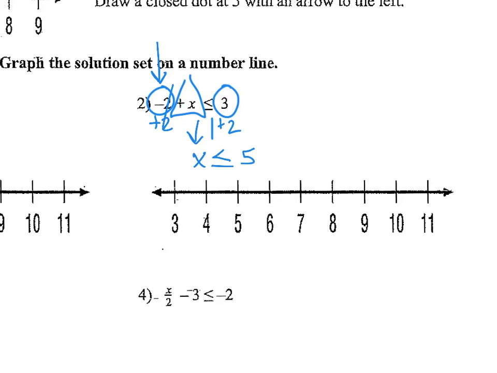Am I going to put a closed circle or open circle on 5? Closed, because it could be equal to 5. So 5 could be my answer, but it could also be anything less than 5. So I'm going to shade in all the numbers less than 5. I look at my sign, and that's going to tell me which direction I'm going in.